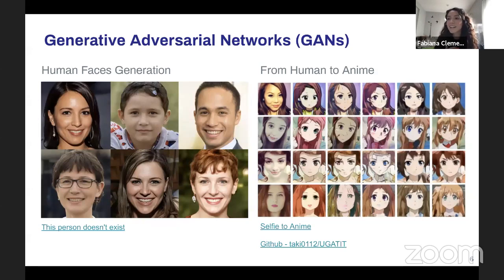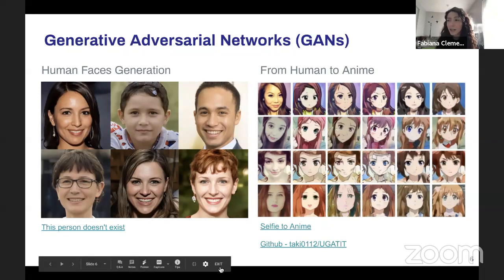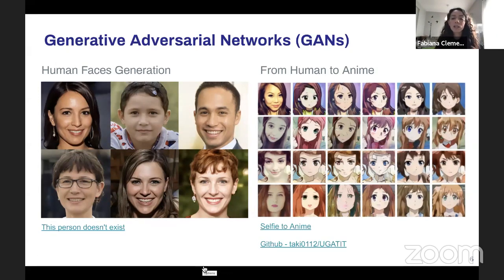Well, there are a couple of simple web applications that you can check where real looking human faces are generated with GANs. Here, I brought you the "this person doesn't exist," but you can also have other options such as the "this cat doesn't exist" or even the "this horse doesn't exist." Well, you have plenty of choice.